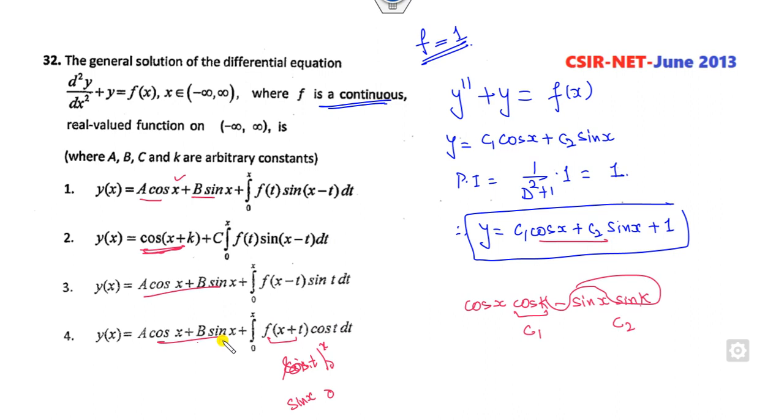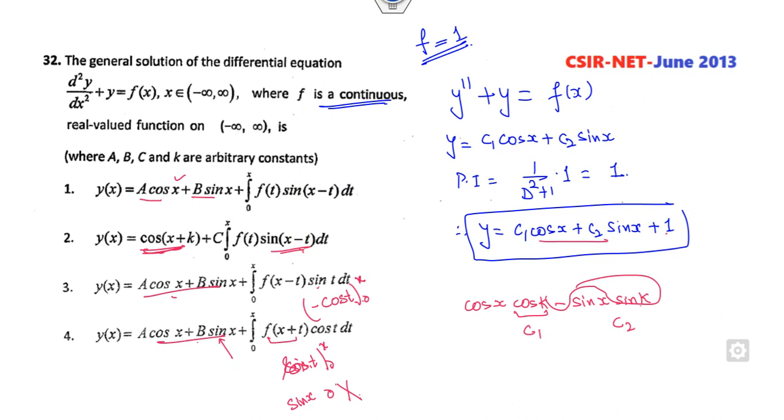From here, the integration of this is minus of this from 0 to x. It is my cos of 0. Cos 0 is 1, so plus 1 is there. So otherwise, this is the way you can solve that, but it takes some time here. But what is the shortcut trick for you?